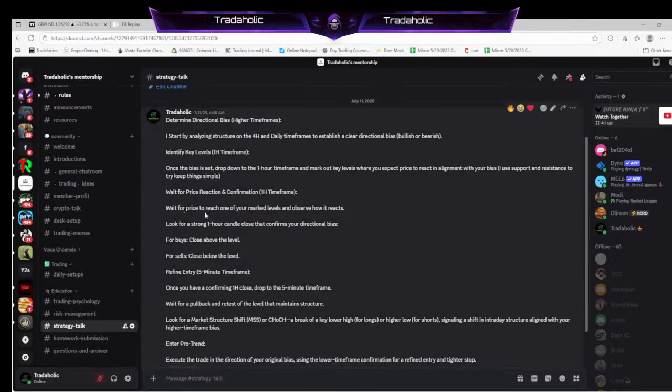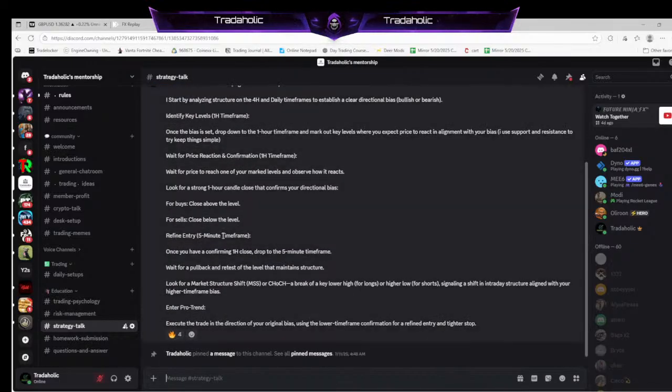I do that by waiting for price to reach one of my marked levels and observing how it reacts. Is it being aggressive? Is it slowing down? Is it breaking through? Those are the things I'm asking myself. I look for a strong 1-hour candle close that confirms my direction of bias. So I need strong 1-hour candles that close bullish if I'm looking for buys, and strong 1-hour candles that close bearish if I'm looking for sells. For buys, close above the level. For sells, close below the level.